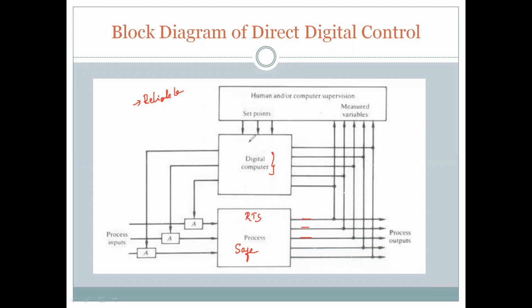The DDC will make incremental changes to its input. Whatever the output of the process is, it is given as an input to the DDC, so the DDC will make incremental changes and set points accordingly. Those changes are given to the actuators to function. A is nothing but the actuators on the plant, and this will limit the rate of change of the actuator settings.